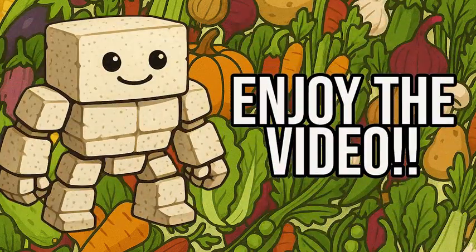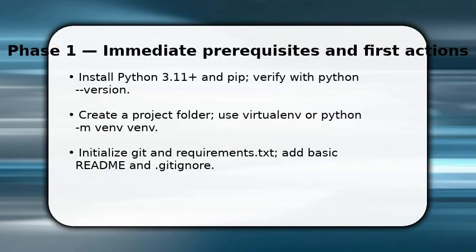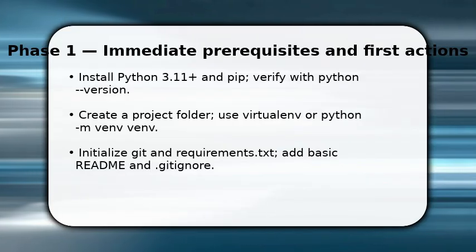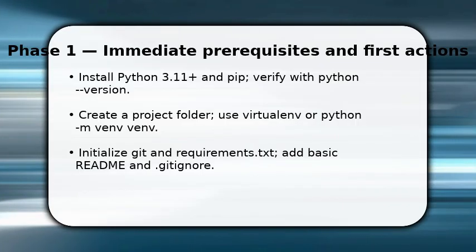Please enjoy the video. You start by confirming Python 3 is installed and then create an isolated environment. This prevents dependency conflicts. Once done, activate the venv and pip install only what you need. Make a minimal project layout: src, tests, README, requirements.txt.